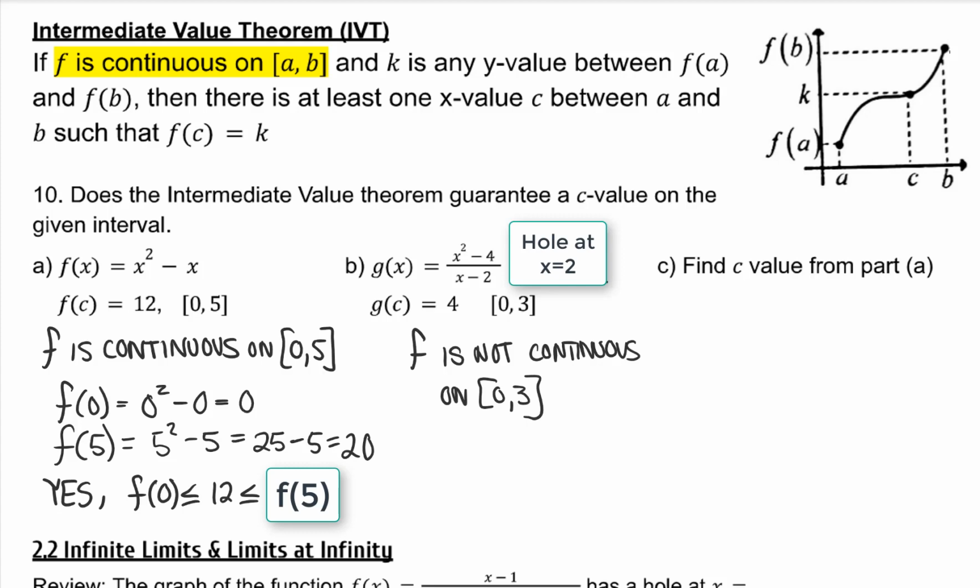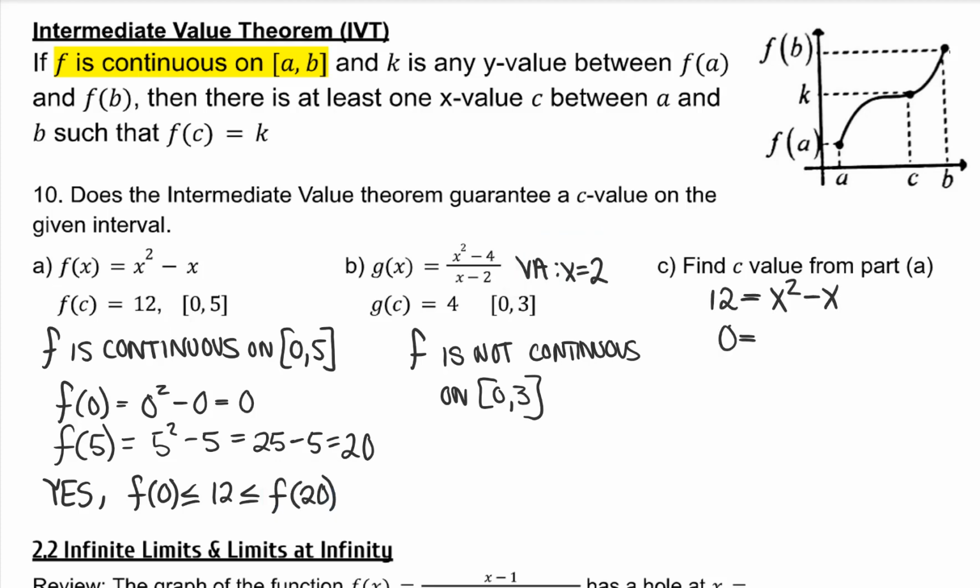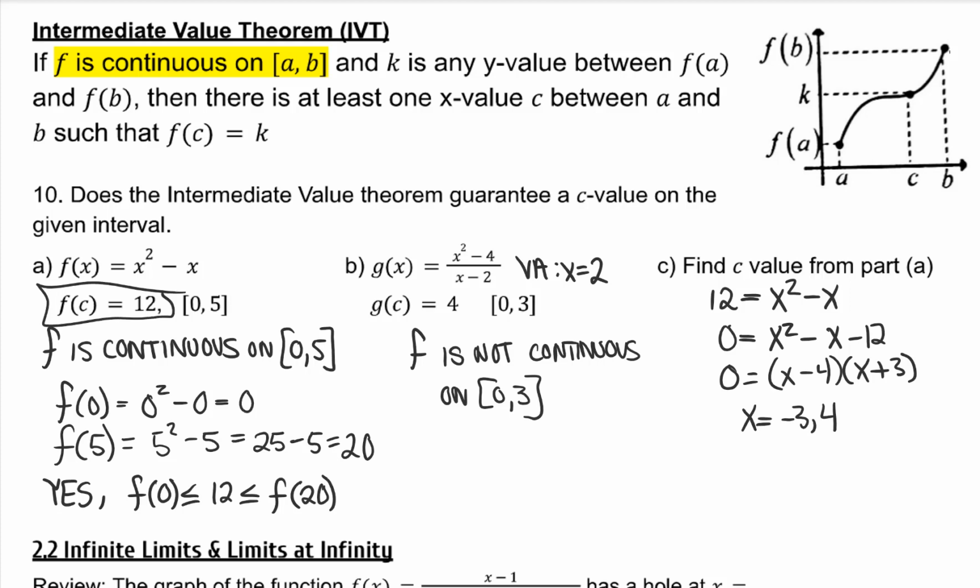To find the c value, we want to know what is the x value that makes our y value 12. I'm going to set f of x equal to 12 and solve. This is a quadratic, so I'm going to make everything equal to 0 and factor. The two x values that satisfy f of c equals 12 are -3 and 4. But remember, we have an interval. We're only asking for the x value that's on the interval. For this one, only one of them satisfies this interval. Therefore, c has to be 4. Cannot be -3.